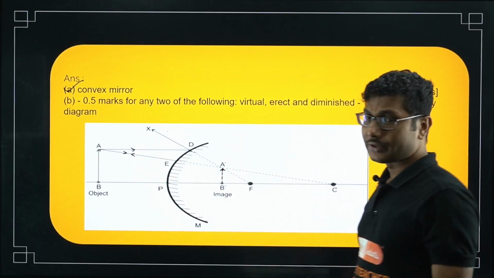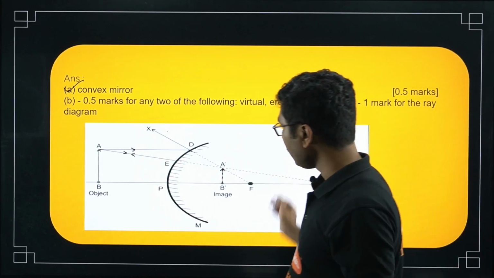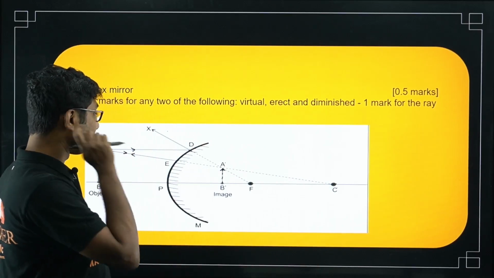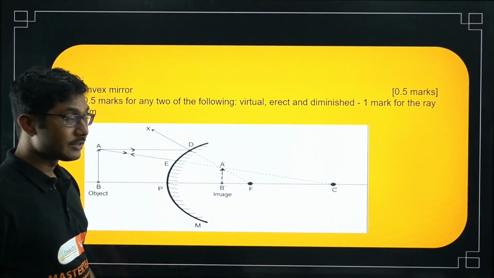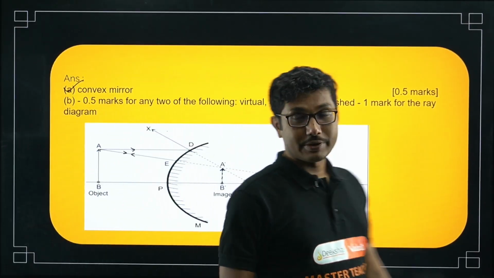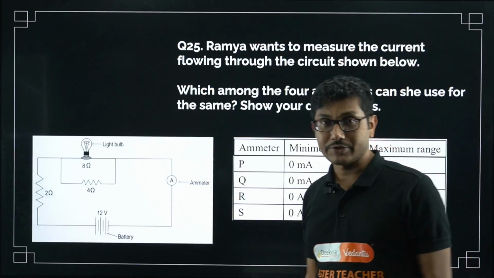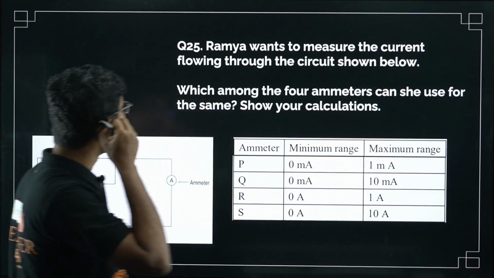All the arrows are very, very important. Then you just have to mark all the points. A, B is the object, A dash, B dash is the image, right? So everything is marked in the diagram itself. Next question, let's move on.